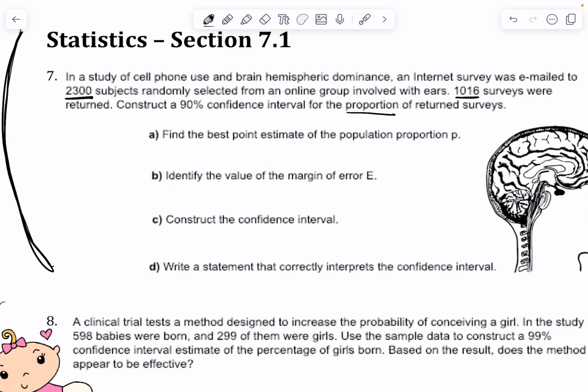Okay, so we're talking about who returned the surveys. We're talking about p hat is the returned surveys. That is 1,000 over the 2,300. So 1,016. This is a scenario of when they don't give you what p hat is, which is kind of interesting. Okay, all right, I'm on a dumb calculator. I have my phone to help me, so you're gonna have to bear with me while I type this in really slowly.